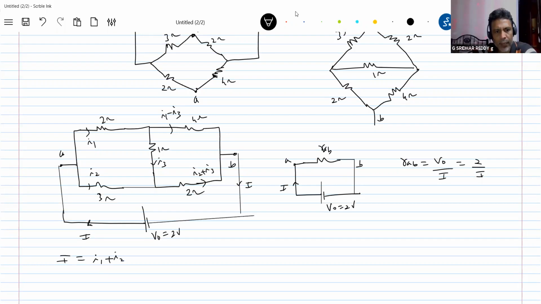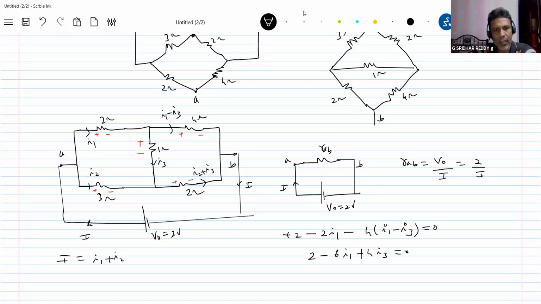Now, can we find out I1, I2, I3? Loop equations. So the polarities: current entering, leaving, positive, negative. Now write the loop equation. Plus 2 volt, minus 2 I1, minus 4 times I1 minus I3, equal to 0. So this will be 2 minus 6 I1 plus 4 I3 equals 0.